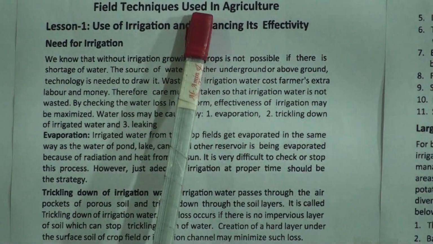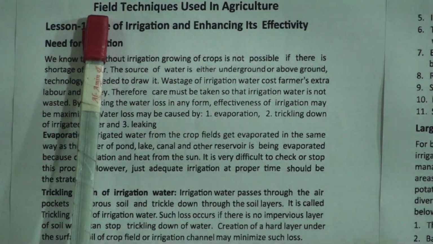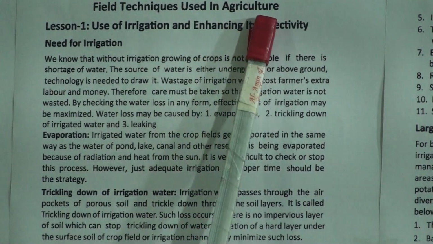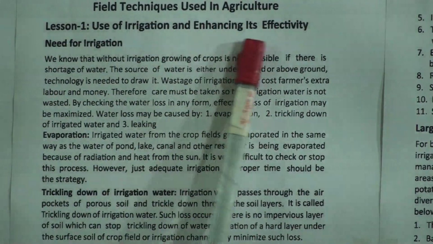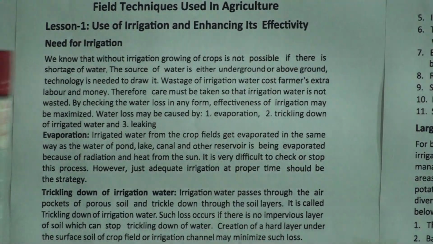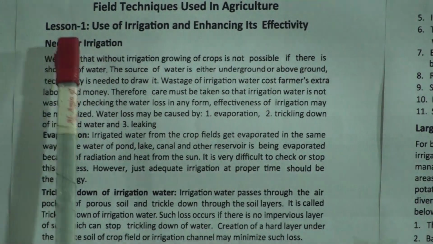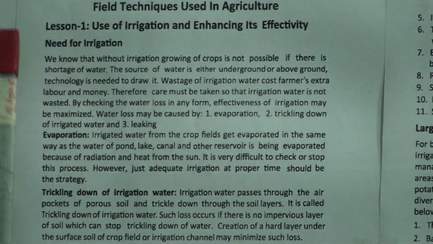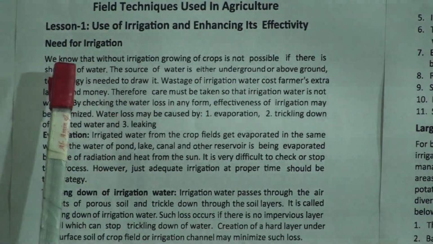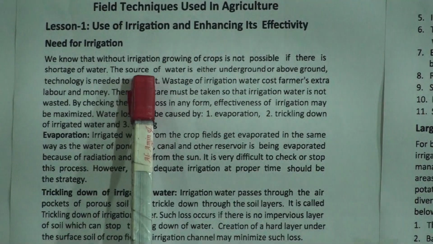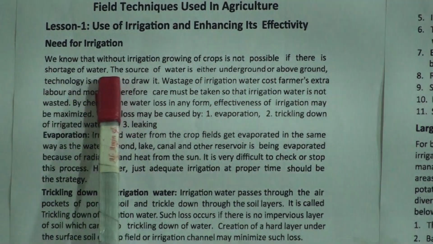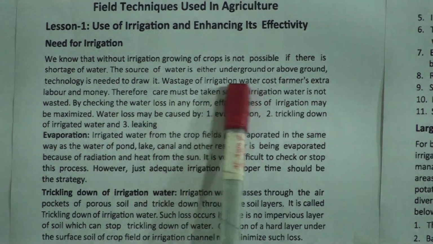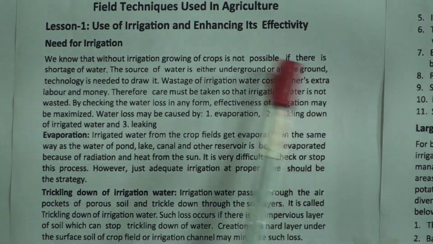Okay, now lesson 1. Field techniques used in agriculture. Lesson 1. Use of irrigation and enhancing its effectivity. First, we will know what is the need for irrigation. Why do we need irrigation? We know that without irrigation, growing of crops is not possible. If there is shortage of water, the source of water is either underground or above ground.